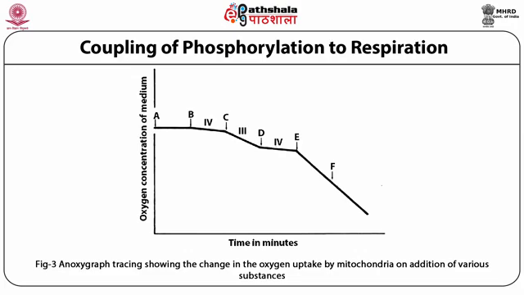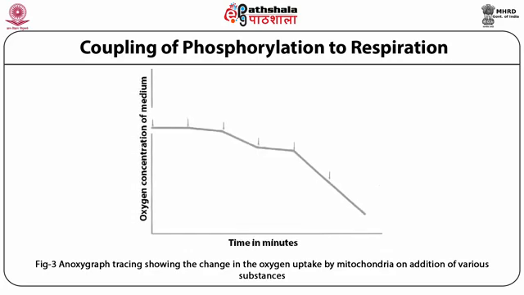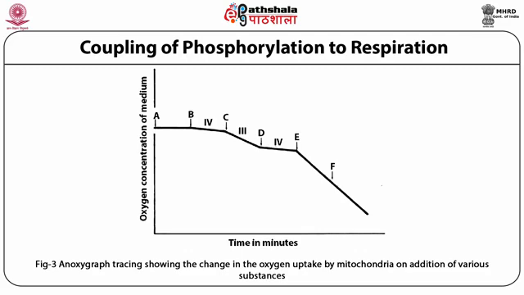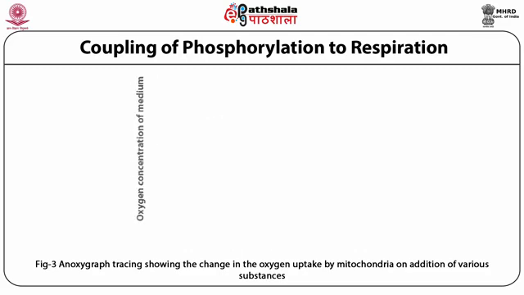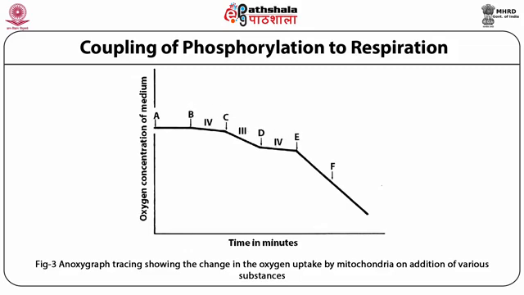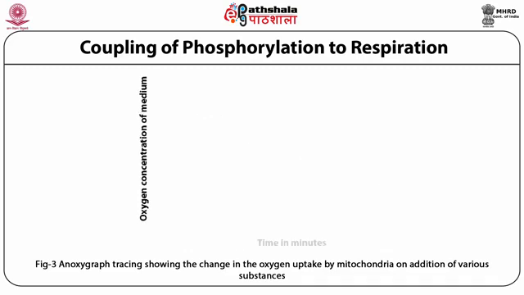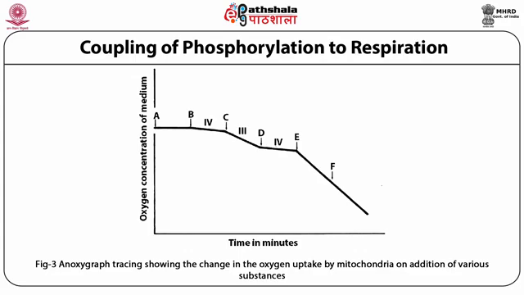This oxygen uptake or respiration is called state 4 respiration and is probably related to the degree of uncoupling of the mitochondria rather than to the utilization of endogenous substrate. At point C, a measured amount of ADP is added, producing a more rapid rate of oxygen uptake. This rate, known as state 3 respiration, is limited only by the rate at which the transport chain can transfer electrons from the substrate to oxygen.